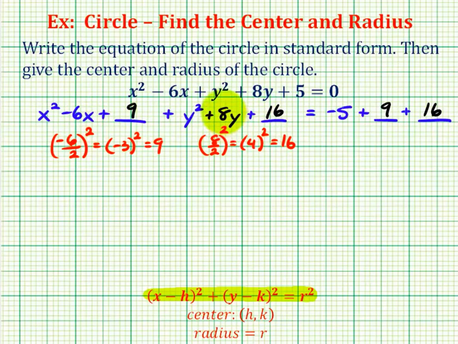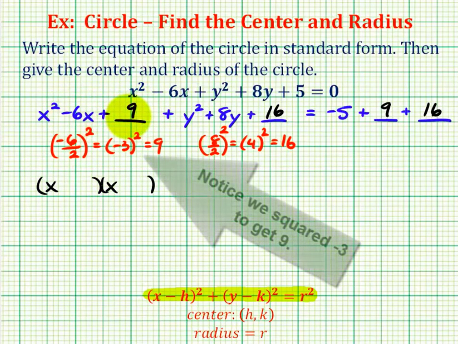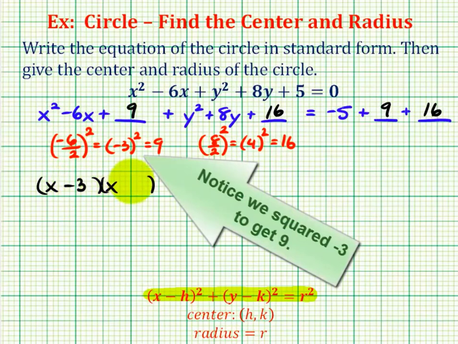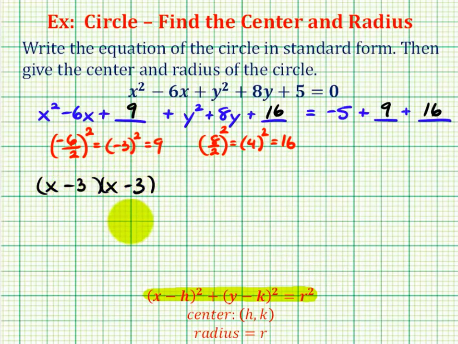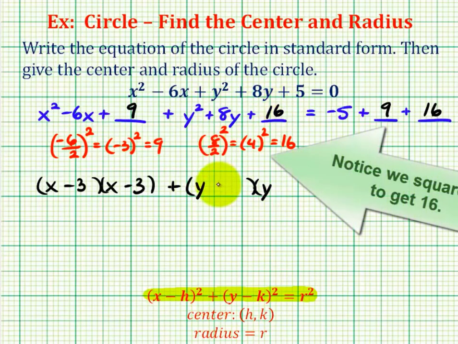Working on the left, we're going to take each of these and factor them into two binomials. We'll start with x squared minus 6x plus 9, x times x, and then the factors of 9 that add to negative 6 are negative 3 and negative 3. We know that because we created that. Now we'll start to work on the right trinomial. We'll do this the same way. y times y, factors of 16 that add to 8 are positive 4 and positive 4.